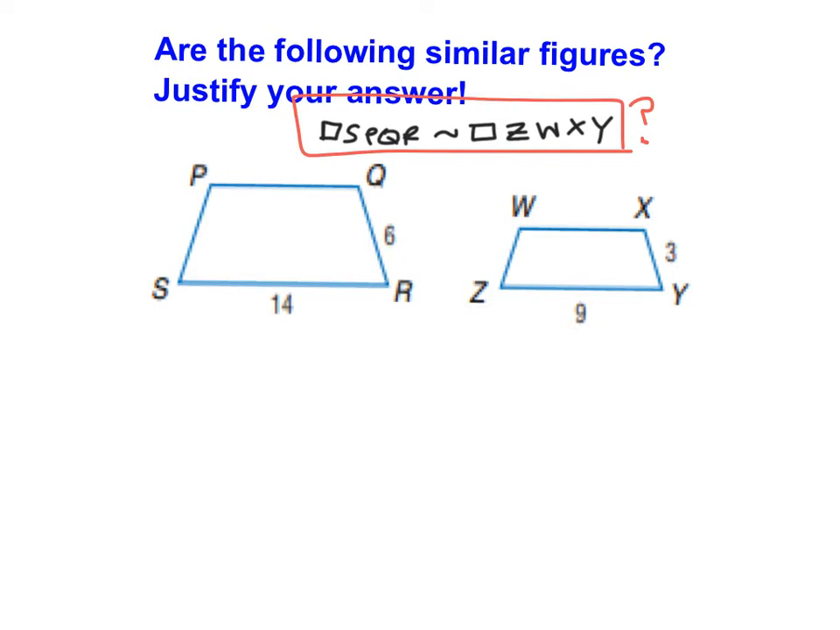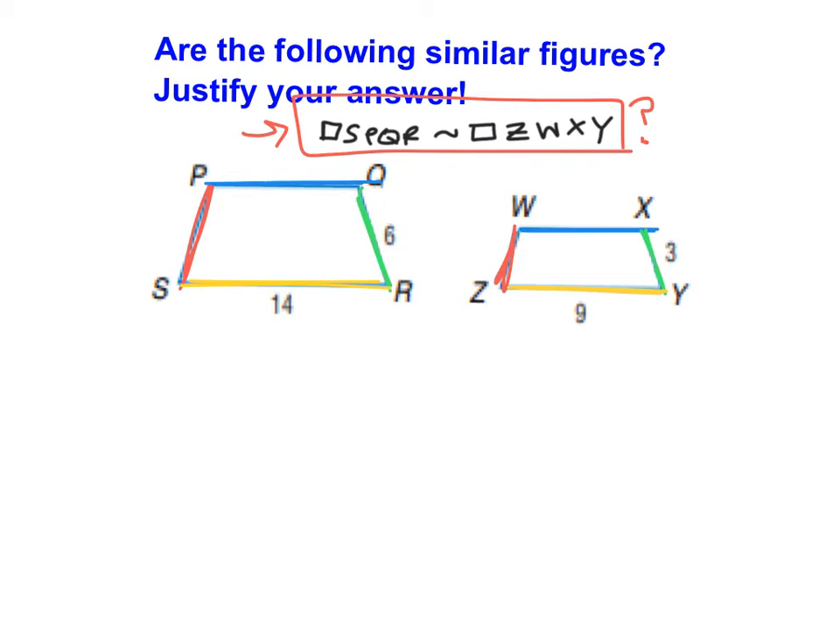So what I'm going to do here is pair up what seem to be my corresponding sides and see if they have equivalent ratios. So here, this is what I'm thinking is my similar figure. So I'm thinking that S and P aligns with Z and W. I'm then thinking P and Q aligns with W and X. I'm thinking Q and R aligns with X and Y. And I'm thinking S and R aligns with Z and Y. That's what I'm thinking is going to happen.